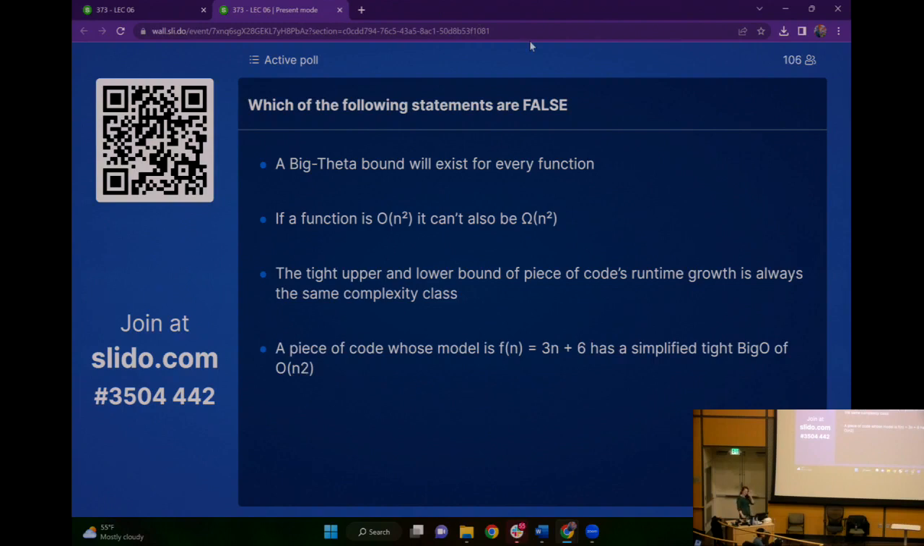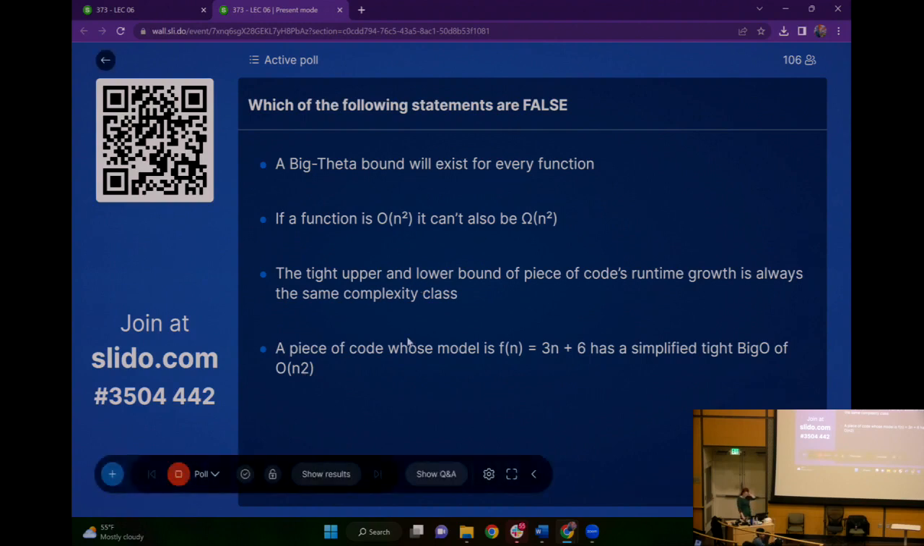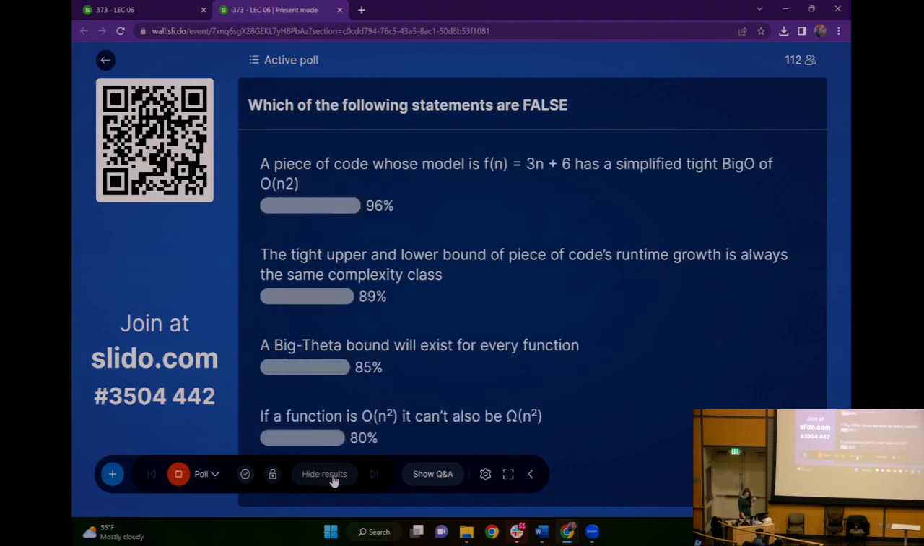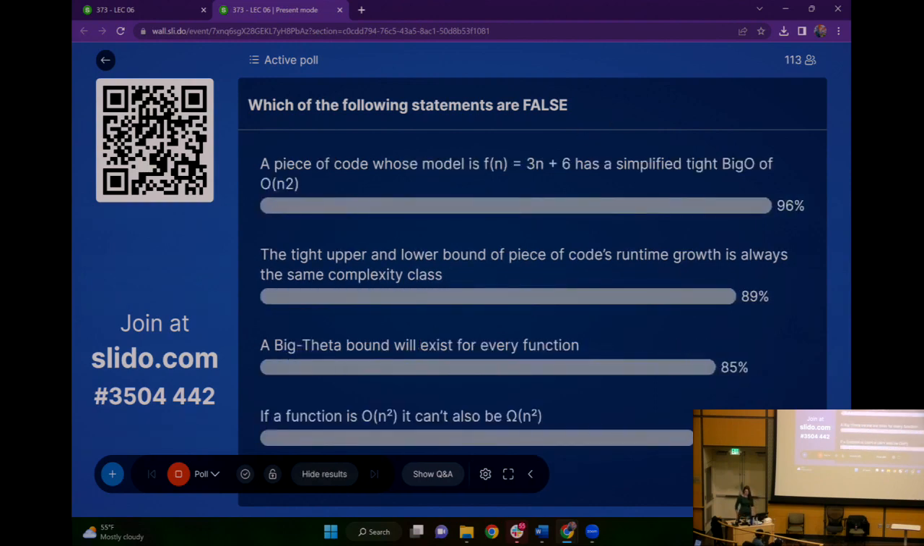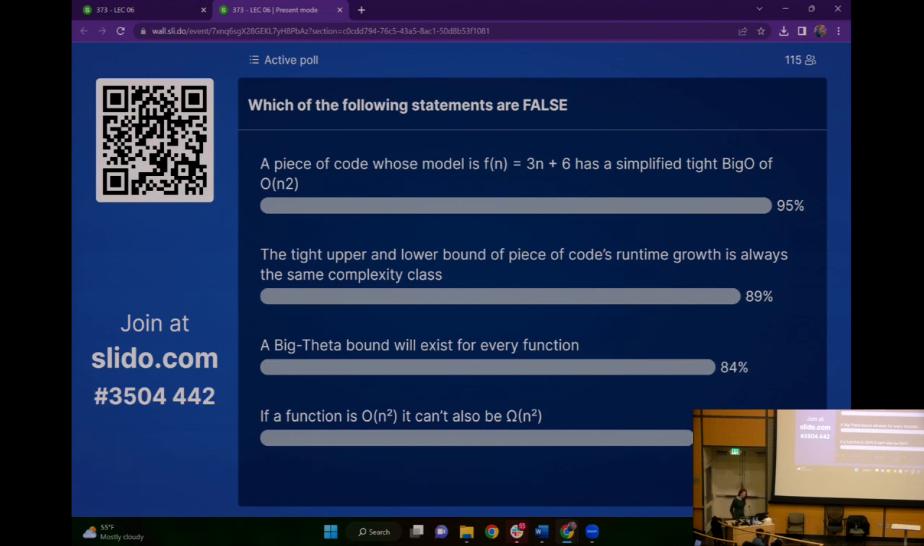All right, let's see what we have selected. Let's show these results. I see 108 of you have responded. Oop, okay, 110. Love it. All right, let's see. Oh, interesting. Okay, let's talk through them bit by bit.